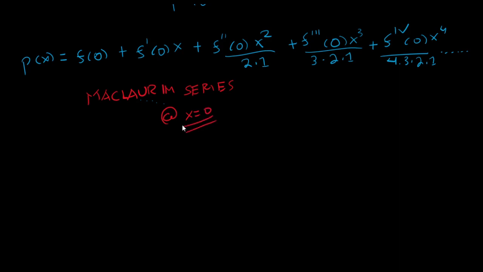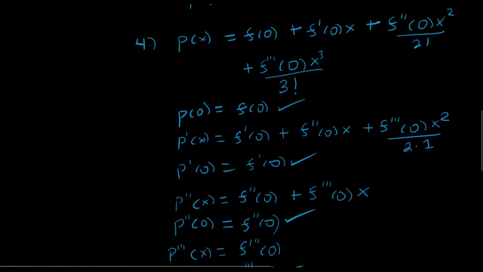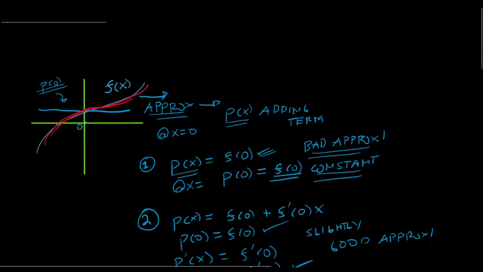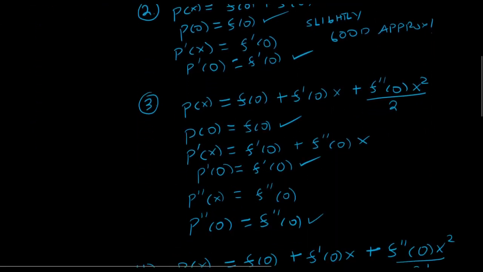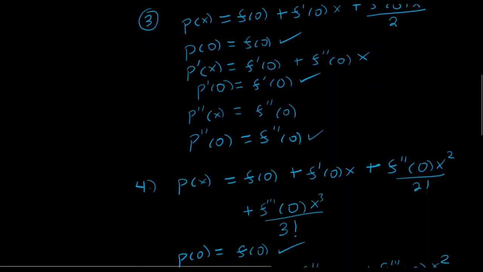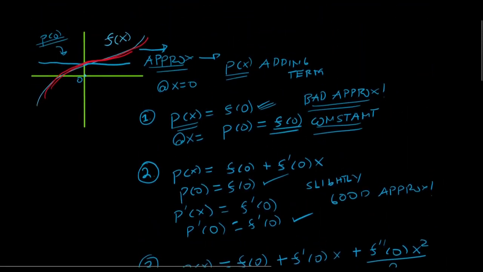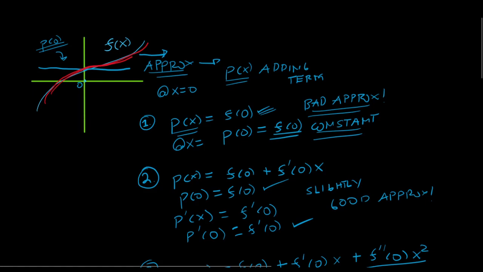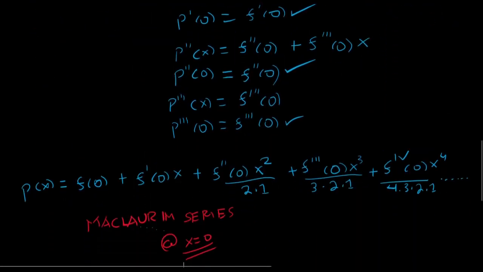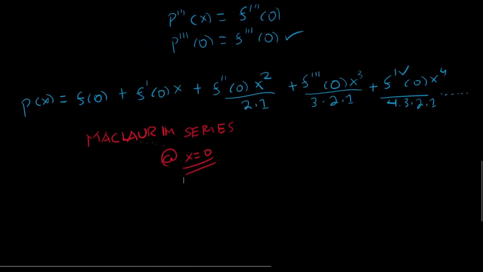Okay? So sir, what if I want to approximate my function at an arbitrary value? You can. I think I already made a video on that with x minus a. So that is the general formula for the Taylor series. But this type of series is called a Maclaurin series because it is centered at x equals 0.